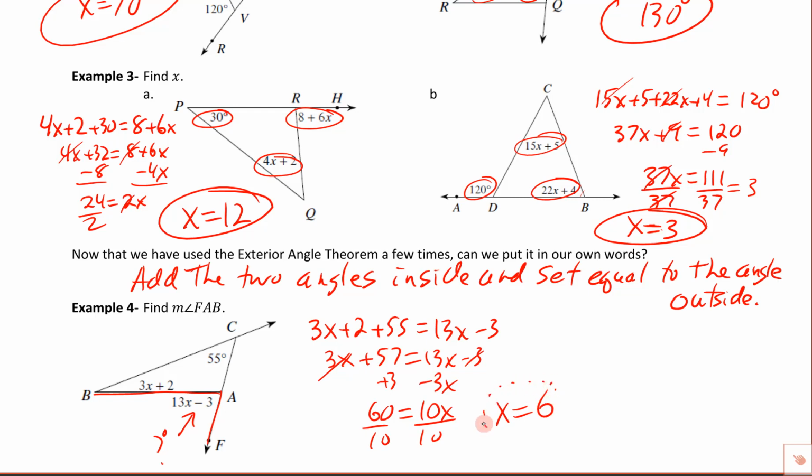Now, if you circle that and say, I'm done, you're not going to get all the points. Because remember, the measure of angle FAB is equal to 13x minus 3. So let's take this and plug it in right here. So this is 13 times 6 minus 3. Let's see, 13 times 10 would be 130, and then 3 times 6 would be 18. So that would be 78 minus 3. So I got 75. Let's see if the calculator confirms that.